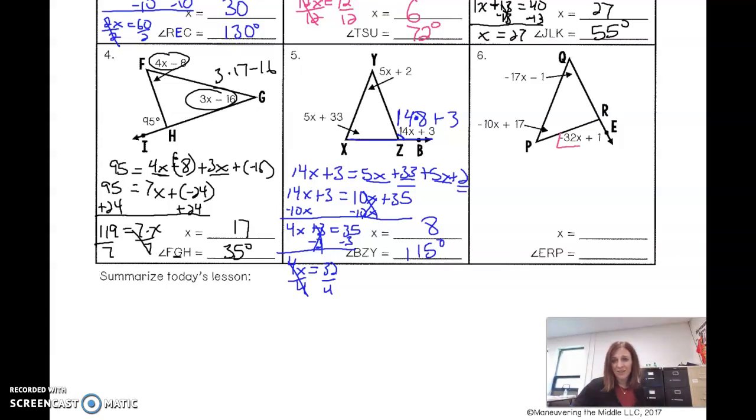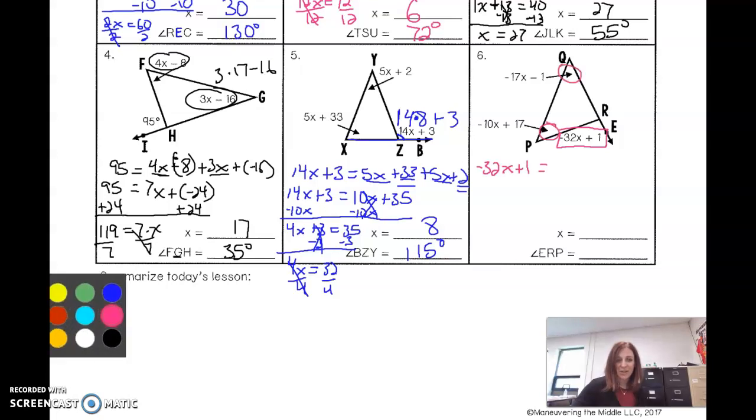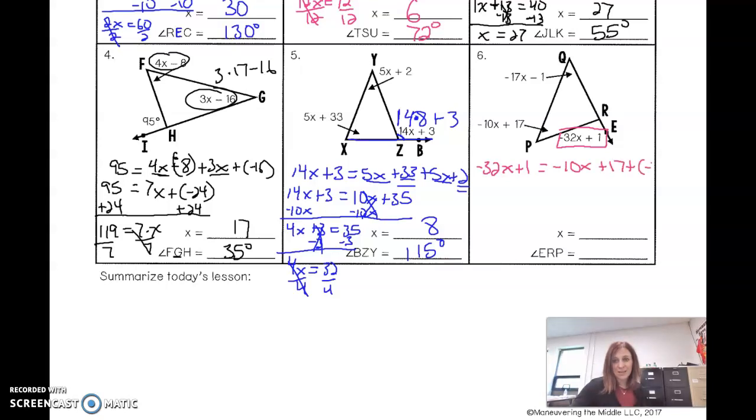One more, okay? Our exterior angle of negative 32x plus 1, because it's on the outside of our triangle, has to equal the sum of our 2 remote interior angles, the ones on the inside that aren't touching the exterior angle. So it's negative 10x plus 17 plus negative 17x, instead of saying minus 1, I'm going to say plus a negative 1. Phew, let's simplify this all up. Negative 10x's and negative 17x's is a negative 27x's. 17 and a negative 1, if we add those together, we get 16.